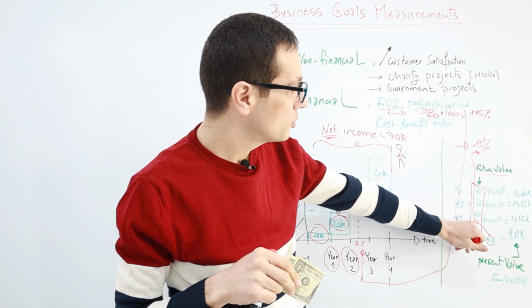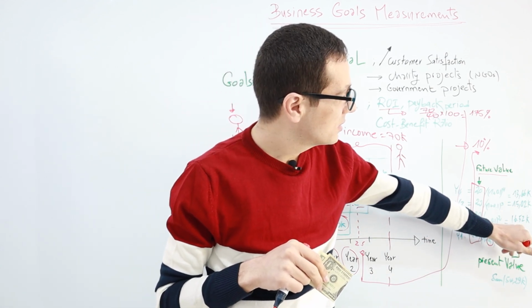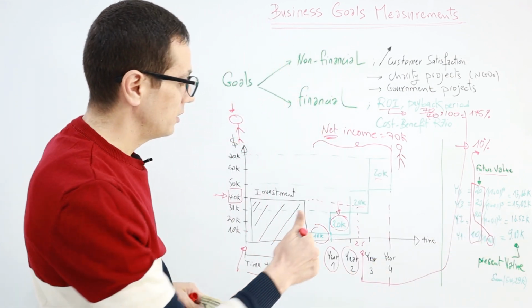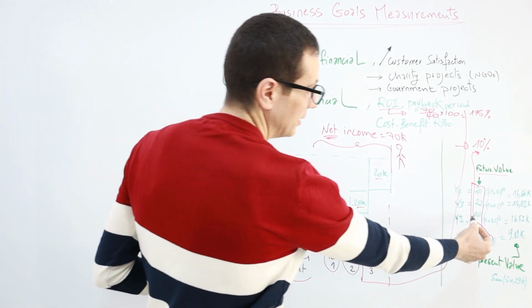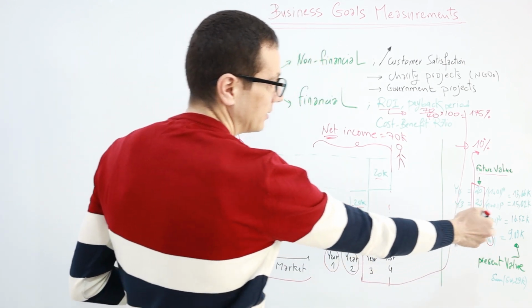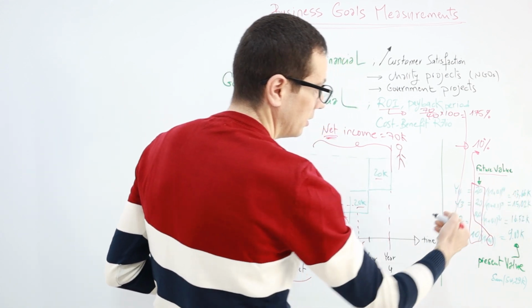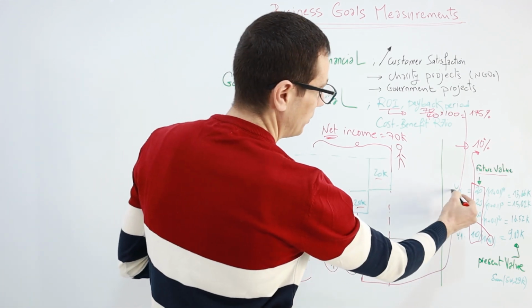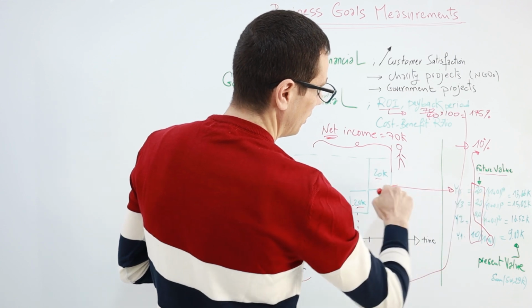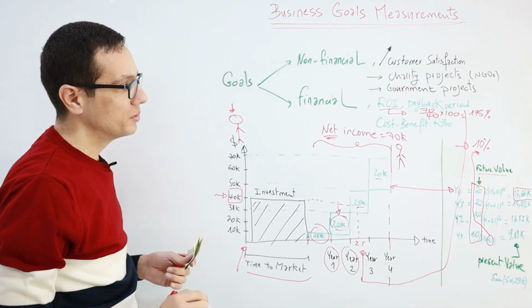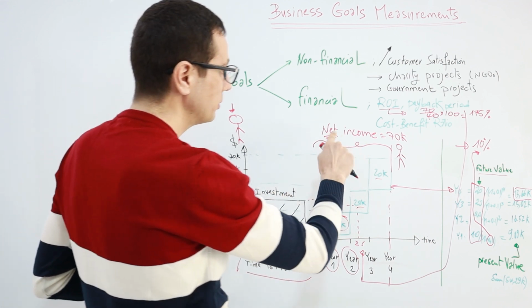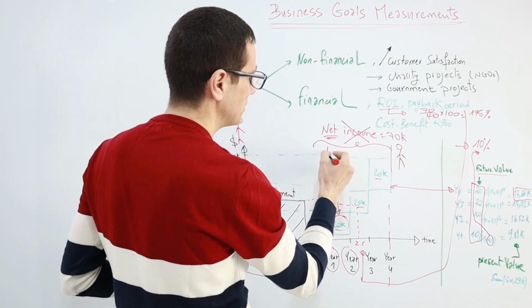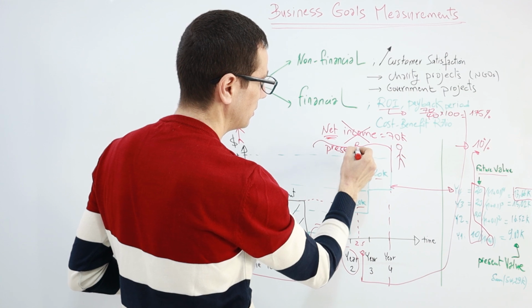Year 2, the value of 20K is 16.52K. It's not really 20. So if we update this one, we will get these values, and you see that the more we get into the years, the more the value decreases. For example, you can see here, this 20K becomes 13K. And here we don't talk about net income, we talk about net present value.